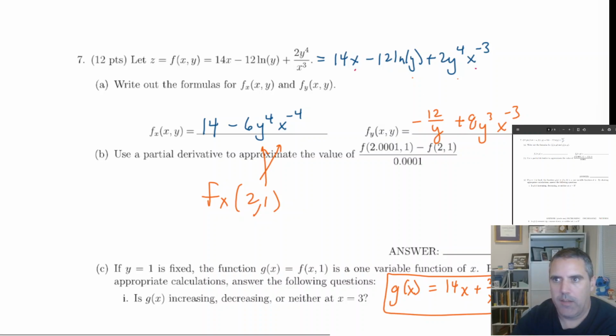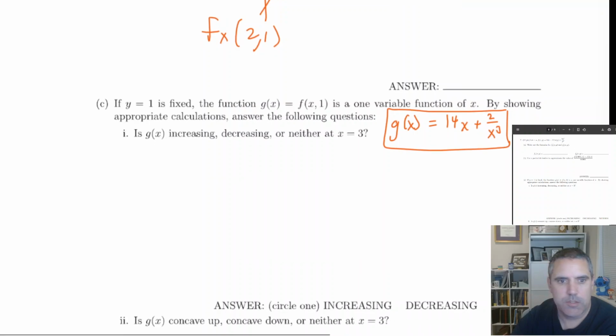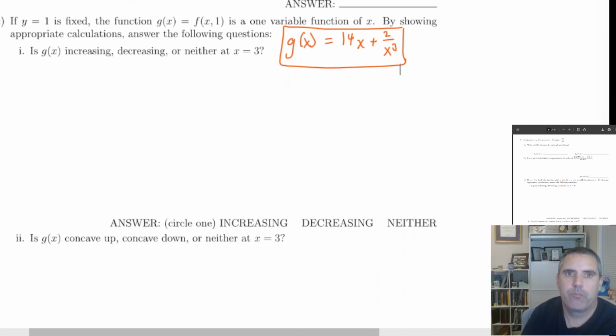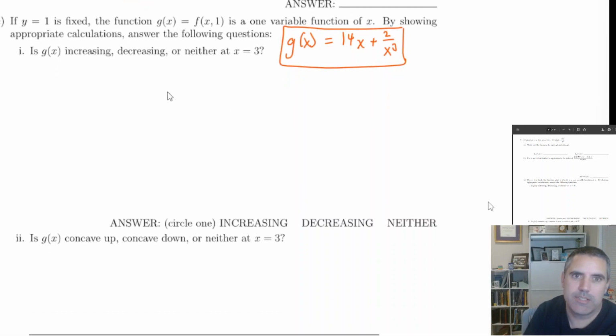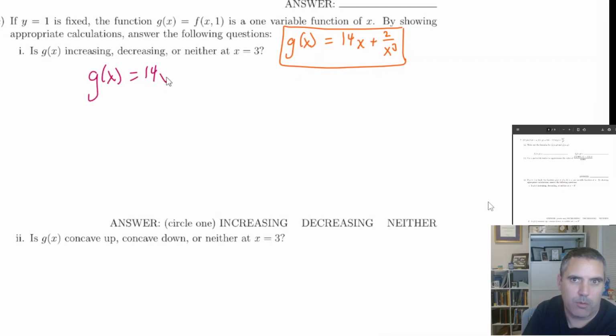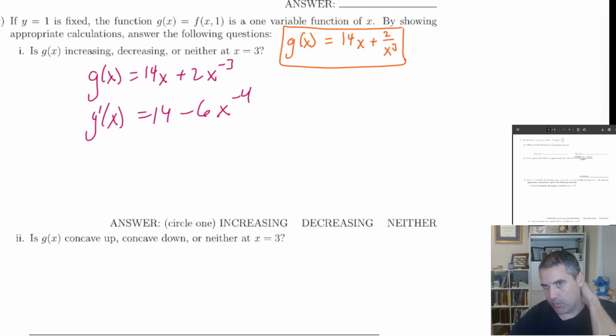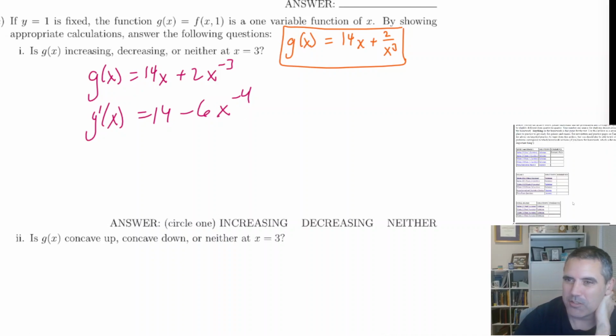The moment I write that, and I'm going to scroll up here a little bit so you can see it, it's now a one variable problem. It says, is it increasing or decreasing at 3? Well, I need its derivative. Now, you could go back and think about what is the equivalent partial derivative, or you could just work from here. The first derivative is 14 minus 6x to the negative 4. What happens when you plug in 3? Is it positive or negative? And then it asks the second derivative. What happens when you plug in 3? Is it positive or negative? So that's actually not a multivariable problem.